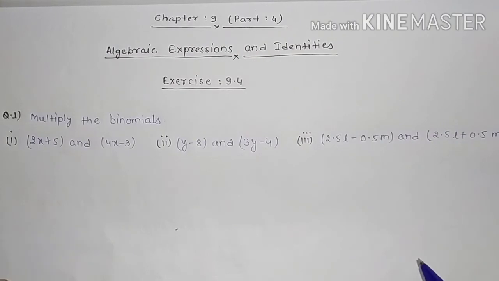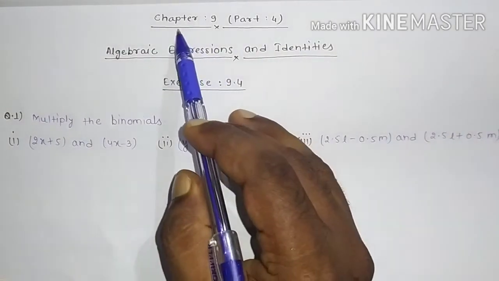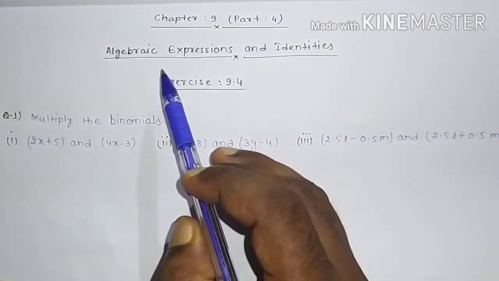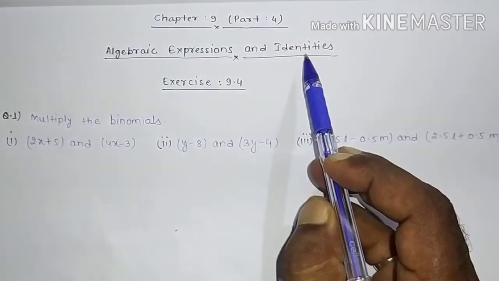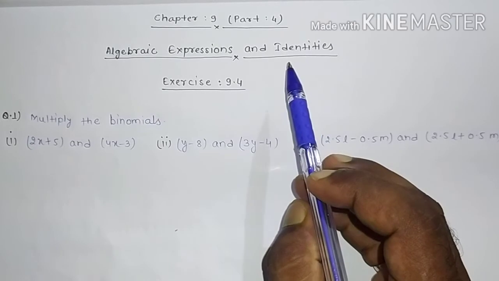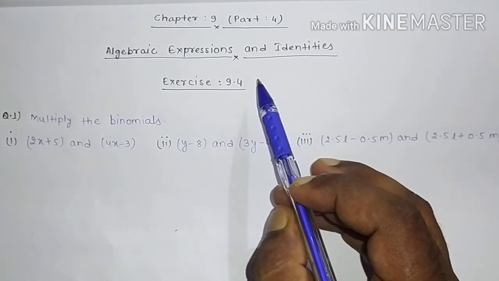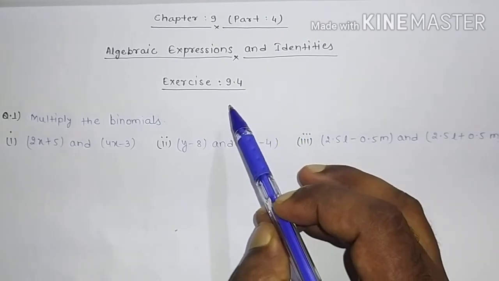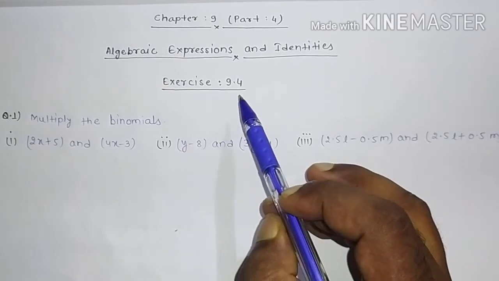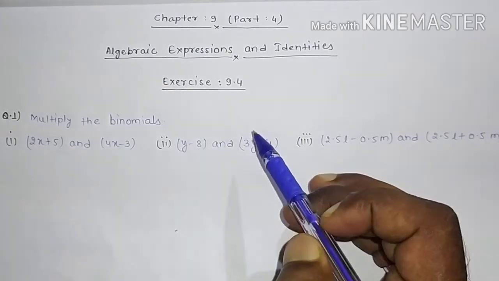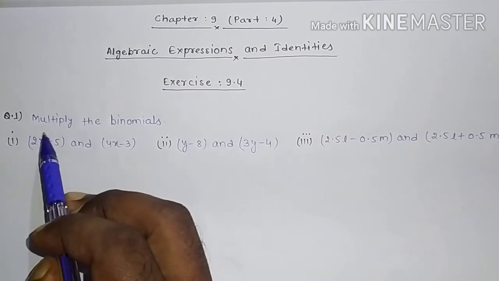Hello everyone. Today we are going to discuss chapter number 9 part 4, that is algebraic expressions and identities. In the previous part we discussed exercise 9.3, and in this part we are going to discuss exercise 9.4 from NCERT. Now question number 1. Multiply the binomials.